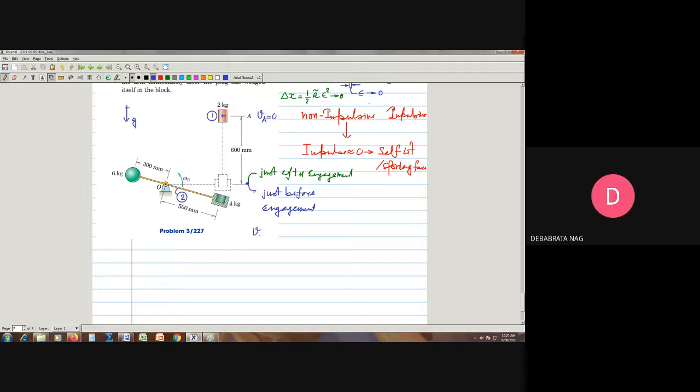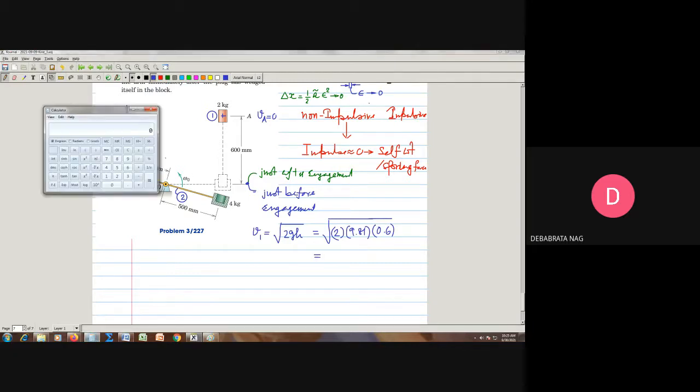So V1, the velocity of particle number 1 just immediately before the engagement, is equal to how much? Since it is freely falling through this position, it is going to be the square root of 2gh. That means in this case, this is going to be the square root of 2 into 9.81 meter per second square, and h being equal to 0.6 meter. So we can use the calculator slowly to calculate this. 2 into 9.81 is obviously 19.62.